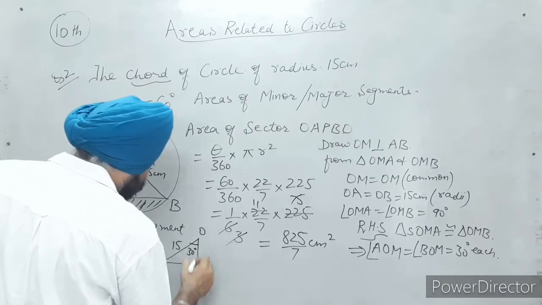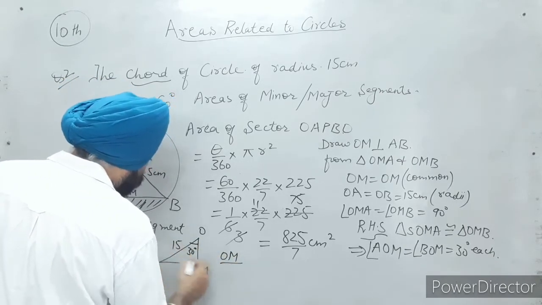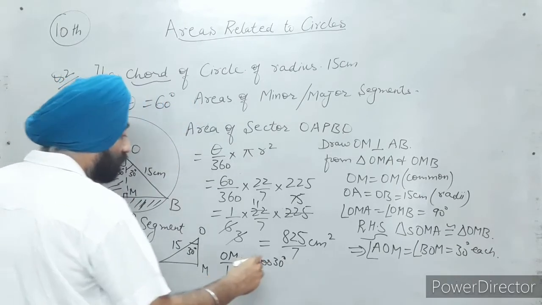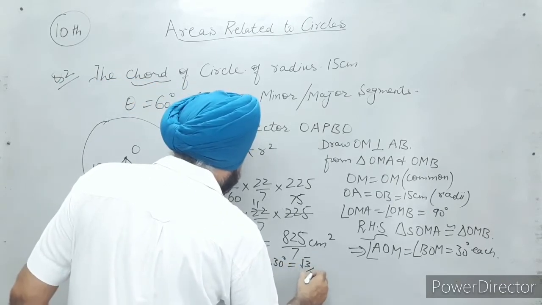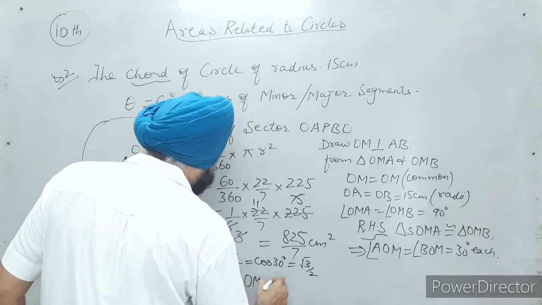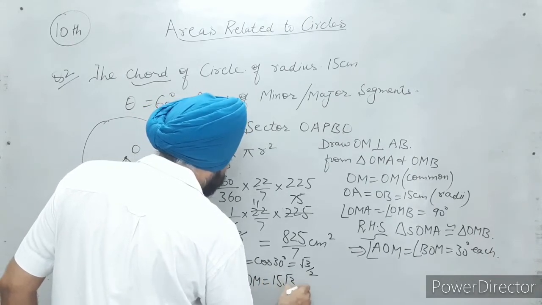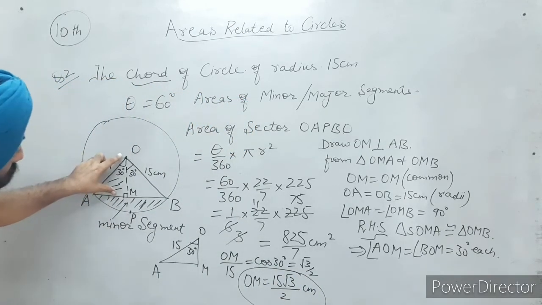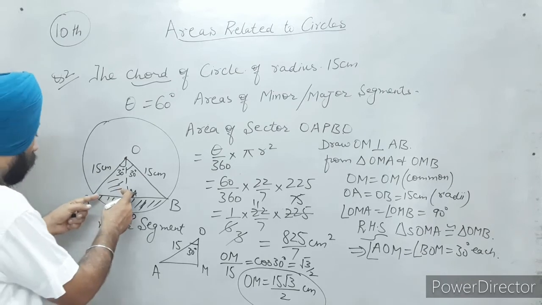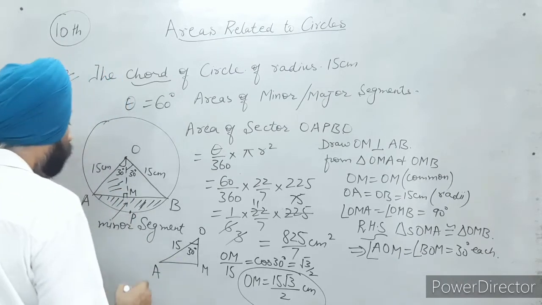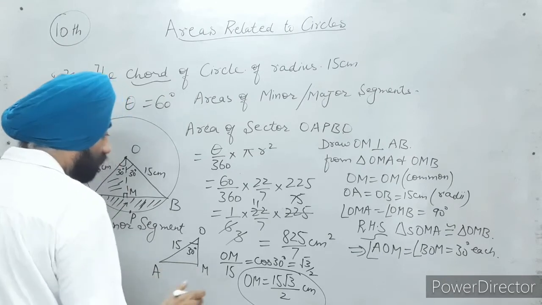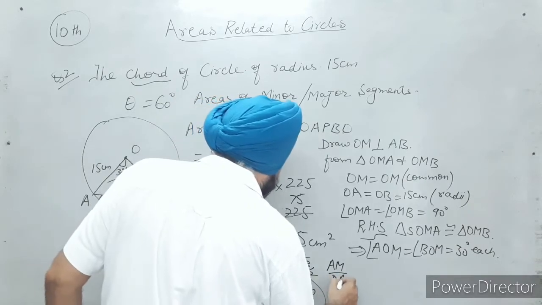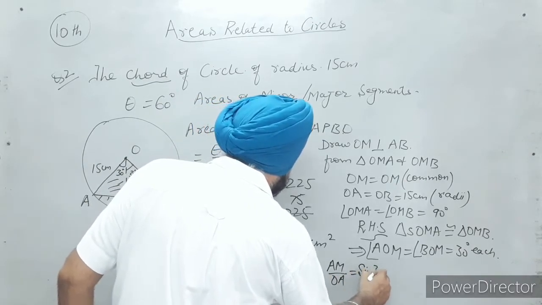Now I will apply. I need OM. Base upon hypotenuse is cos of 30 degrees. Cos 30 degrees is root 3 by 2. So I get OM equals 15 root 3 upon 2 centimeters. I get the height of the triangle. Now I need AM. How to calculate this AM? Again, this is the perpendicular, that is AM upon hypotenuse OA is equal to sine of 30 degrees.